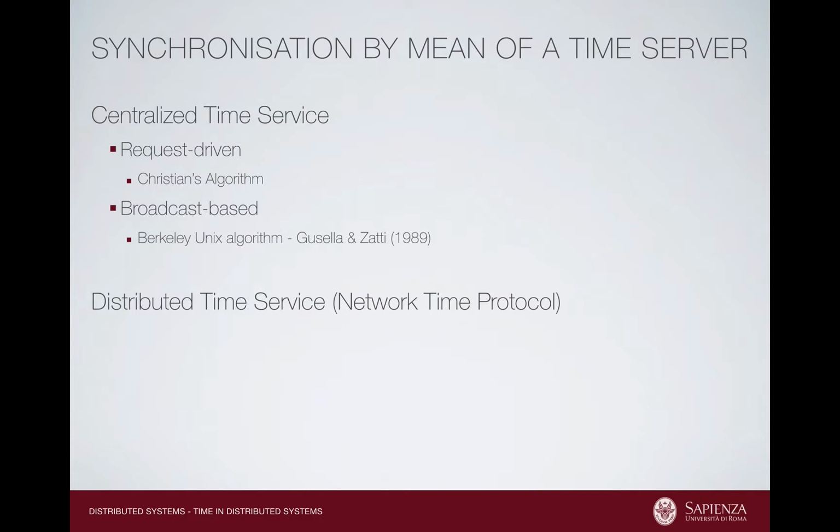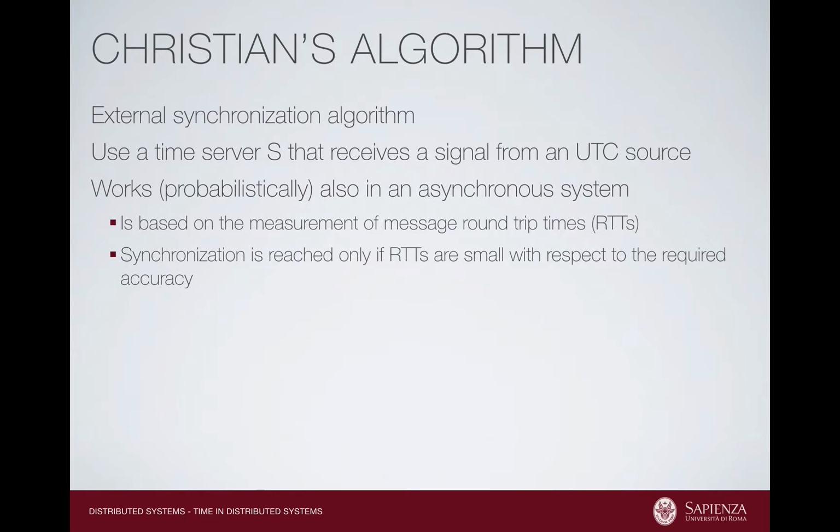Both algorithms, the Christian and the Berkeley one, assume a centralized time service that tries to provide time and synchronize the others. The Christian algorithm is an external synchronization algorithm and uses a time server S that receives the signal of time from a source that can be UTC.